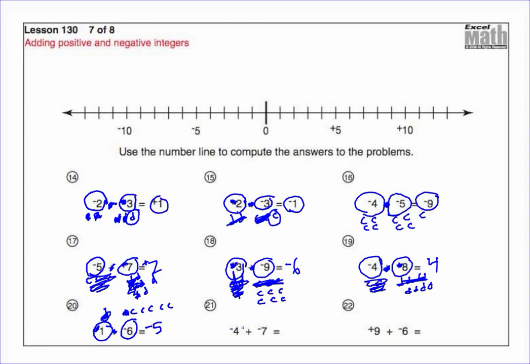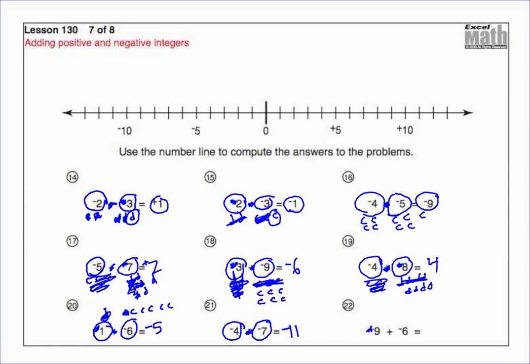All right, scribble out the positive sign, circle the negative 4, circle the negative 7. I have no dogs here at all. I've only got 4 cats and 7 cats. That makes a total of 11 cats, negative 11. I could draw all the C's, but that's really what I'm going to be getting there.